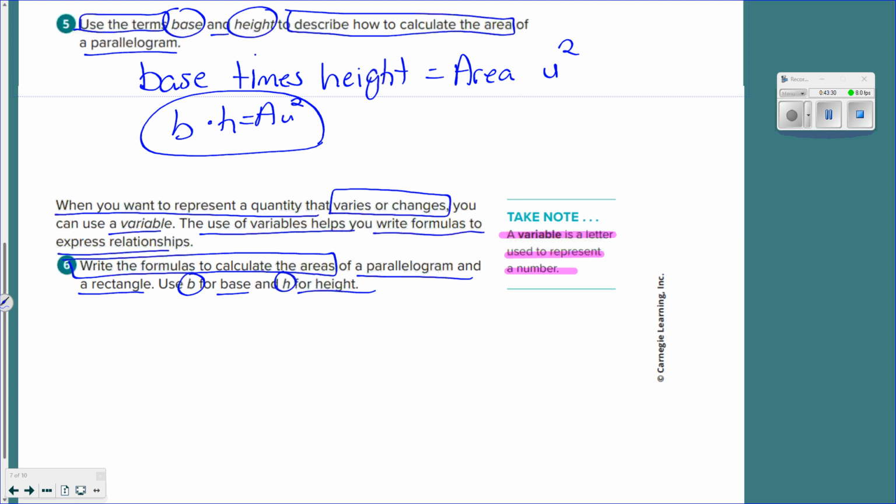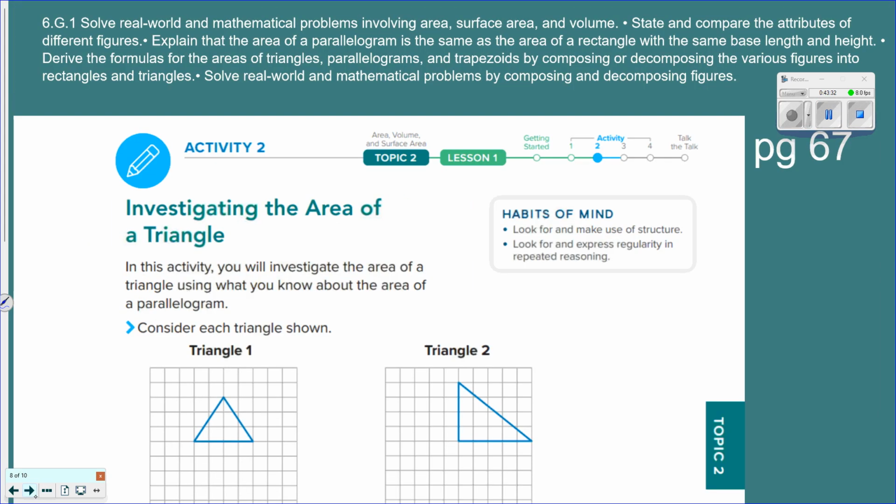Our next one needs some explanation. We handed out a small piece of paper to you. Okay, on that small piece of paper, please listen.